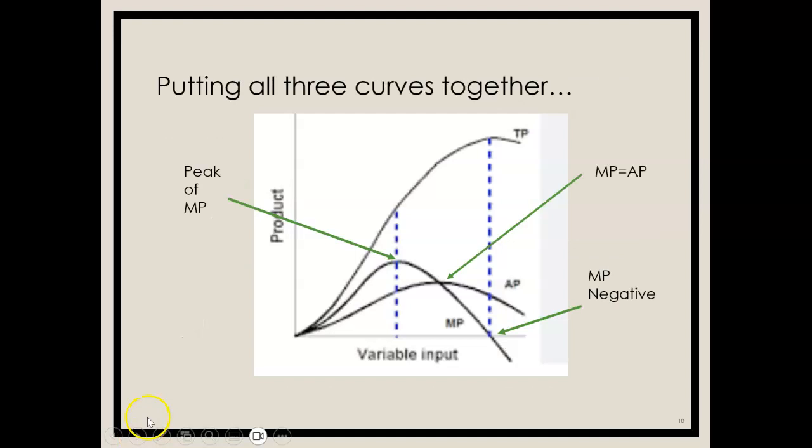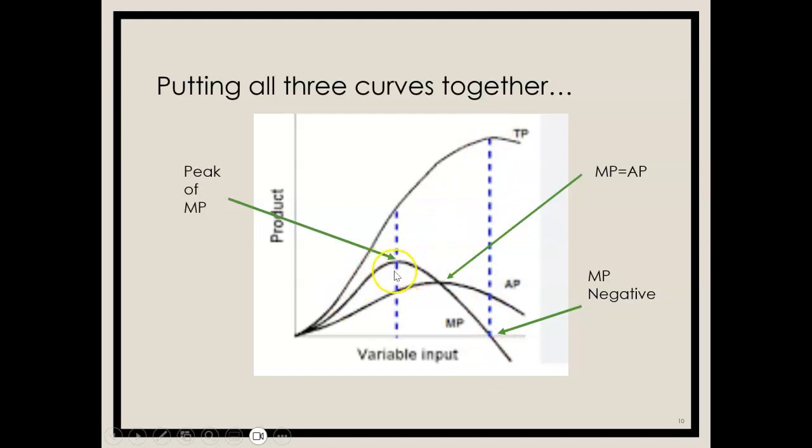Okay, so here's a diagram that brings all three of those different curves together. Again, let's start with the marginal product curve right here. It increases, and then it starts decreasing. And notice this is its maximum, so that's where the total product curve stops having an increasing slope and has a decreasing slope. When marginal product is zero, total product reaches its peak.